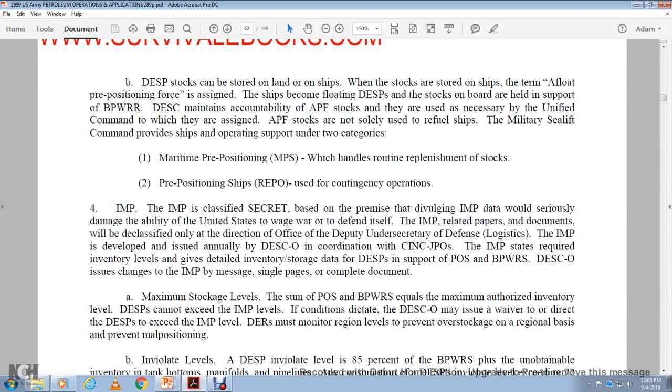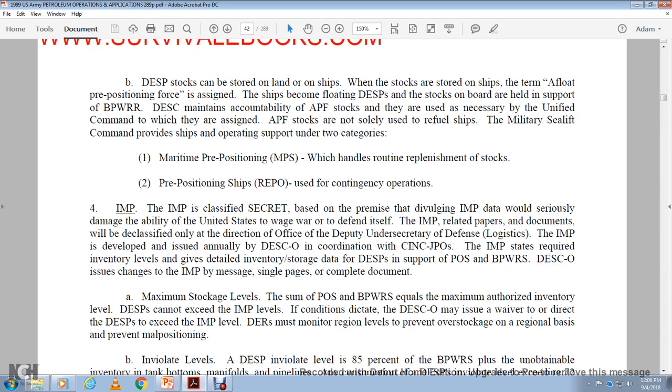The IMP is classified because divulging the IMP would seriously damage the ability of the United States to wage war. The IMP-related paper document will be classified with the correction of the Office of the Deputy Undersecretary of Defense for Logistics. The IMP is developed by the industry annually with the DESC and coordinated with the CINC GPO. The IMP states the required inventory level and gives the detailed inventory storage data of the DESP and support, with the piece of operational stock and Bulk Petroleum War Reserve Stock.